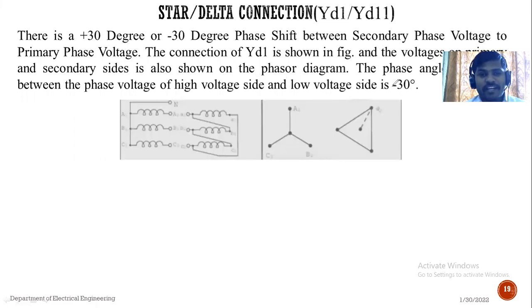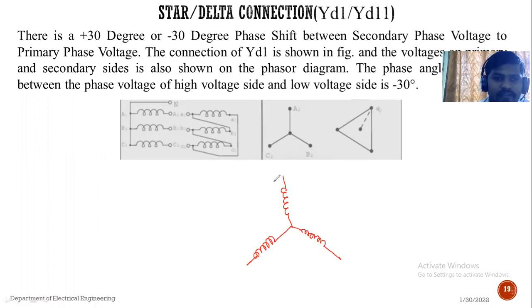The connection is star; the first winding is connected in star. We will draw the diagram for that. Suppose this is the first winding of the R phase, this is the second one, and this one is the third winding, or tertiary winding, of the star-delta.